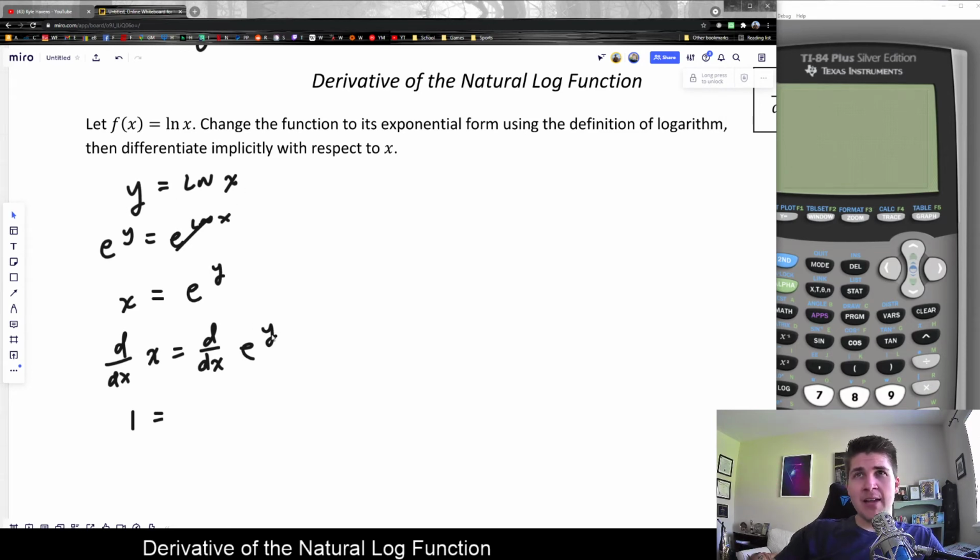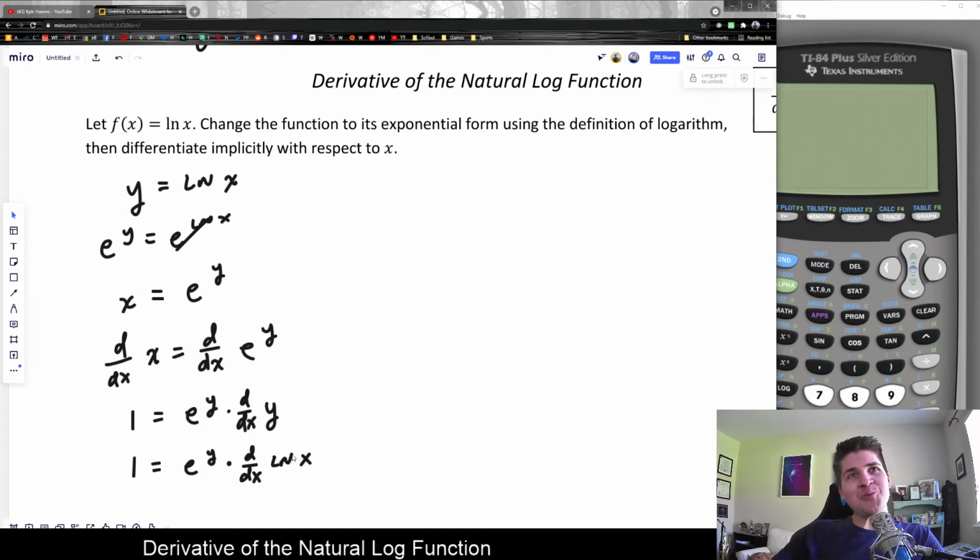So what we could imagine is that this technically has some compound meaning, and in this case, we would need to use the chain rule, because the derivative of e to the x is e to the x, but the derivative of e to something else is equal to itself times the derivative of the inside. And since y is just the natural log of x, we could substitute that in: d/dx of the natural log of x. And this would leave us with this sort of strange equation.